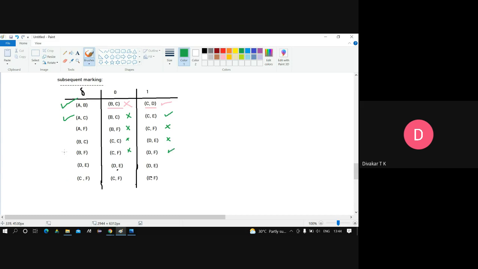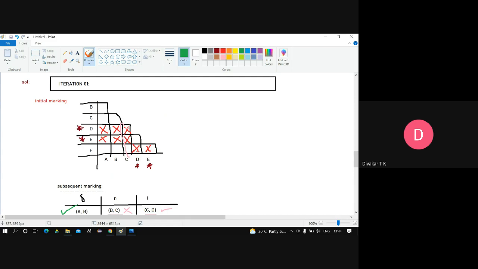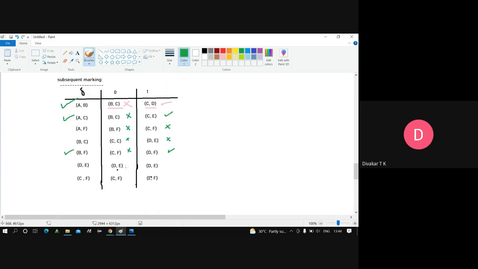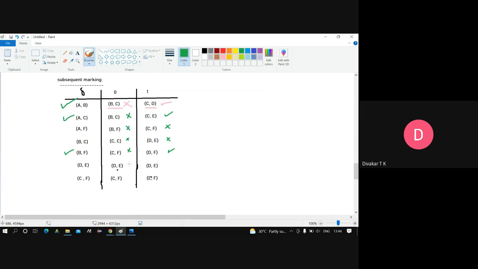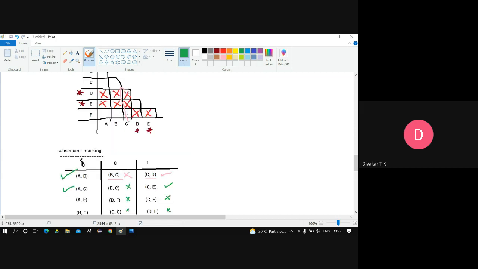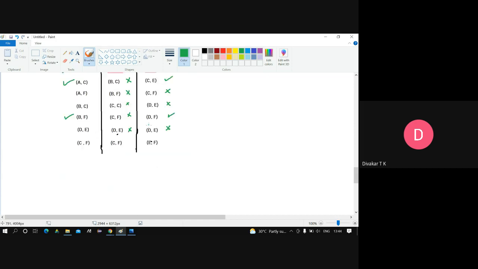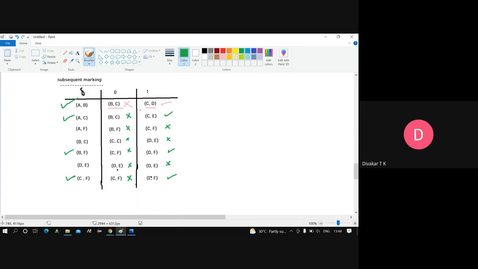So you have to mark this one. See, D comma F is marked. D E, D E, D E, no marking, no marking. No mark, no mark. Got the clarity? CF, EF. CF no marking, EF marking. This is no marking, EF is marked. Okay, so that's why you have to mark this one. Okay, so we are done with this one.